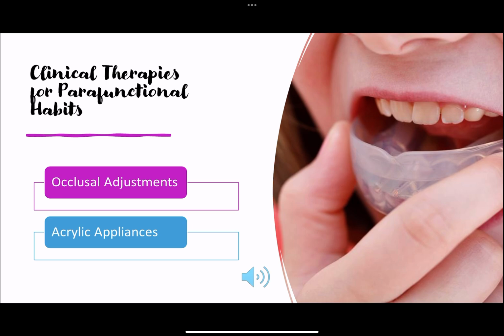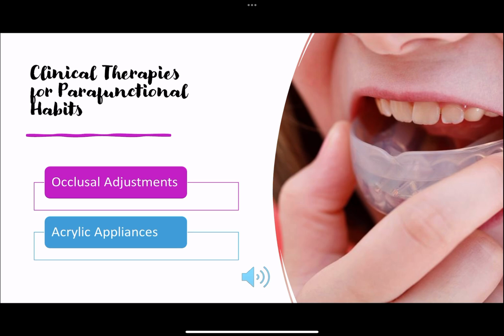So, for the individuals that are experiencing these parafunctional habits I just previously discussed, there are clinical therapies that can be done to help control them, and these can include occlusal adjustments and acrylic appliances. So starting out with the occlusal adjustments, this is when there is trauma from a faulty bite, and minor adjustments will be done by selectively reshaping the occlusal surfaces of the teeth. This is done to eliminate the occlusal interferences, and it will minimize the damaging forces.